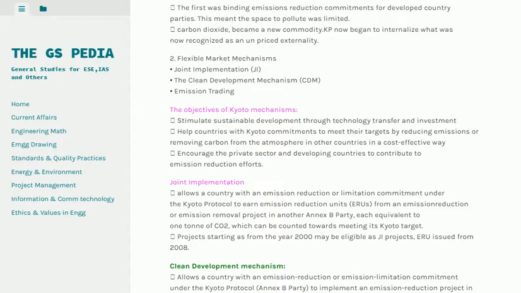Joint Implementation allows a country with an emission reduction or limitation commitment under the Kyoto Protocol to earn emission reduction units from an emission reduction or emission removal project in another Annex B party, each equivalent to 1 ton of CO2, which can be counted towards meeting its Kyoto target. Projects starting as from the year 2000 may be eligible as JI projects, a rule issued from 2008.